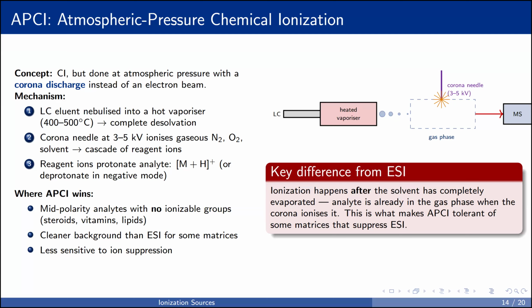APCI also tends to be less sensitive to the specific kinds of ion suppression that hit ESI hard. Phospholipids, for example, cause massive ESI suppression, but much less APCI suppression. For that reason, in regulated and bioanalytical work with serum or plasma samples, APCI is sometimes chosen over ESI, specifically to sidestep the phospholipid problem. There is one caveat. APCI can't handle thermolabile compounds because of the high vaporizer temperature, and it doesn't produce multiply charged ions, so it's useless for large proteins. For those, you stick with ESI.